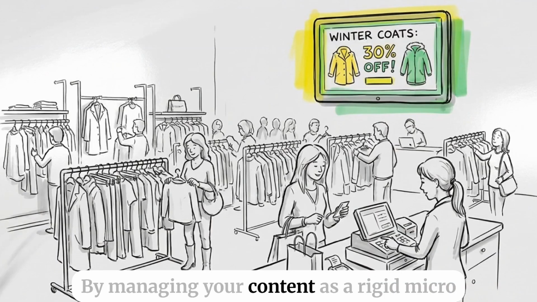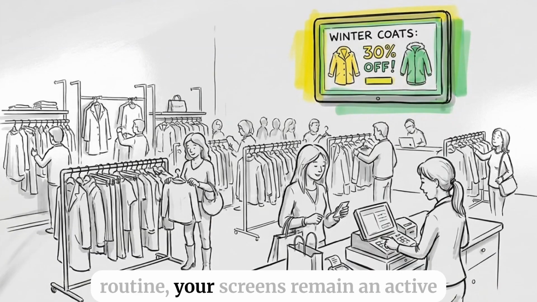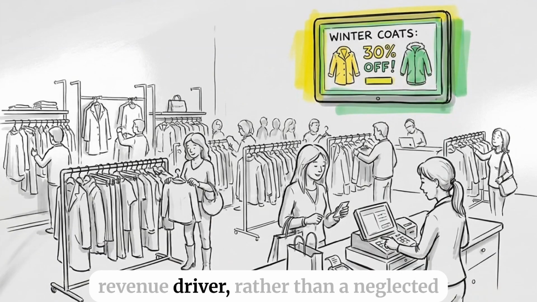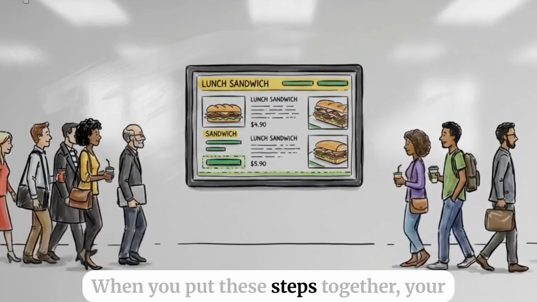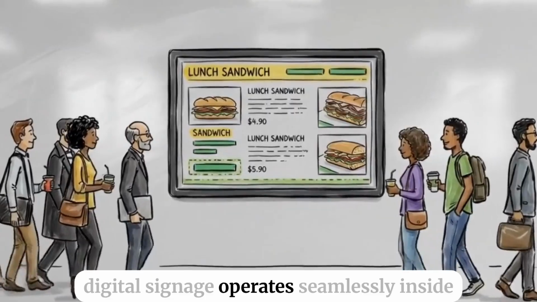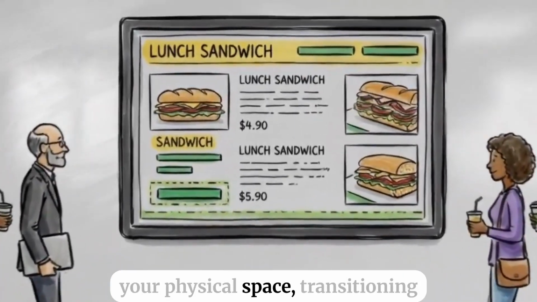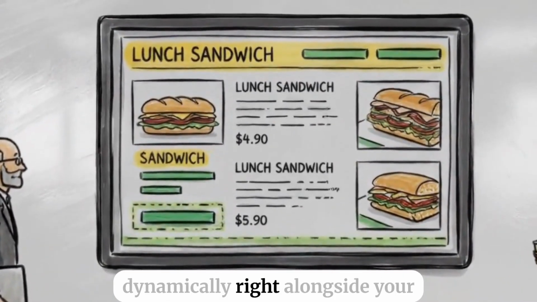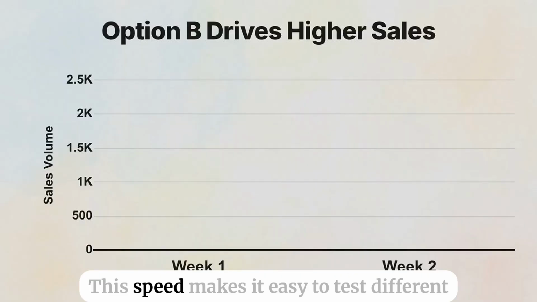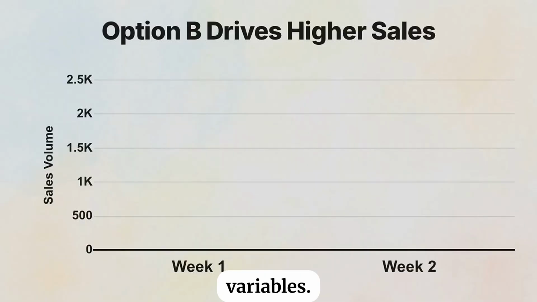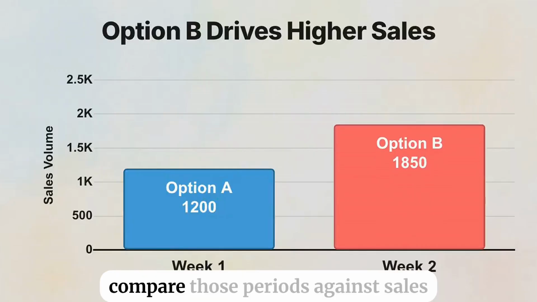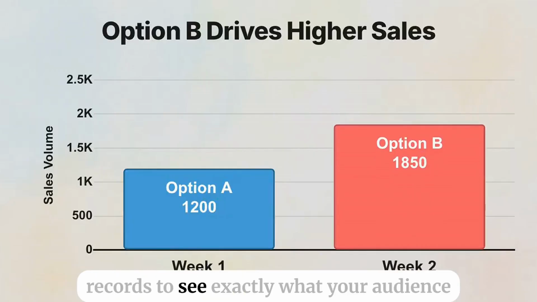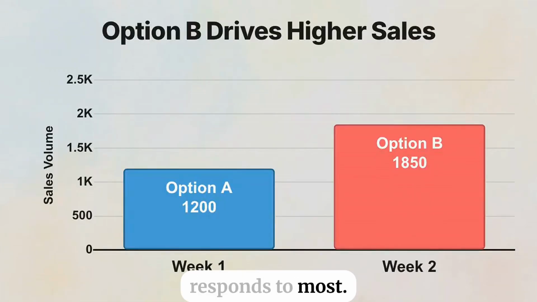By managing your content as a rigid micro-routine, your screens remain an active revenue driver rather than a neglected liability on the wall. When you put these steps together, your digital signage operates seamlessly inside your physical space, transitioning dynamically right alongside your business. This speed makes it easy to test different variables. Run option A this week and option B next week. Compare those periods against sales records to see exactly what your audience responds to most.